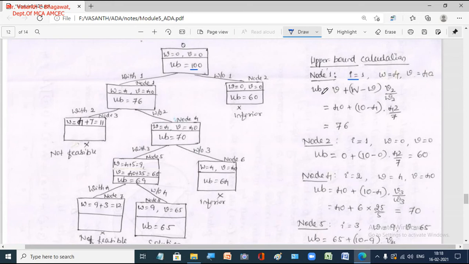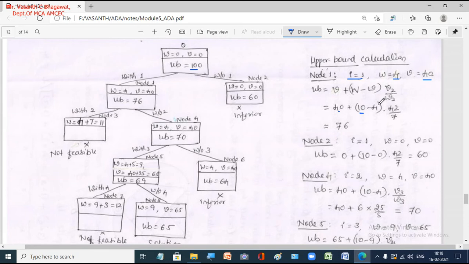Now you find the upper bound by using the formula. Upper bound is equal to V. V is how much here? 40 plus capital W, the maximum capacity of this knapsack, which is 10, minus weight of this first item, 4 kg. 10 minus 4 into the profit to weight ratio. Now if you look into the formula, it was V of I plus 1. What is I here? I is 1. So that means this becomes V2 divided by W2.